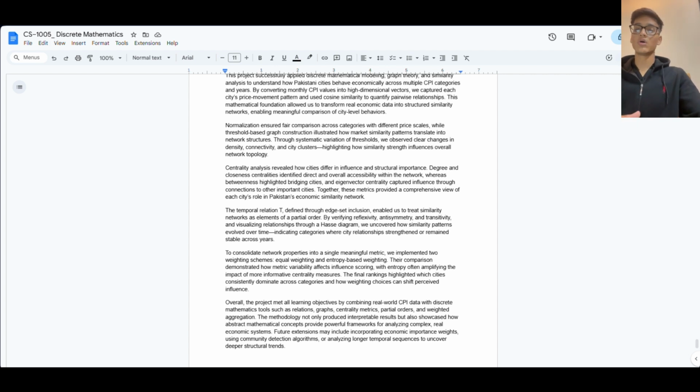Overall, when we go through the project, it shows that mathematical modeling, especially graph-based and relation-based analysis, provides a powerful framework for understanding real economic systems. Our study not only met the course requirements, but also produced insights into how Pakistan's cities interact through their price movement patterns.